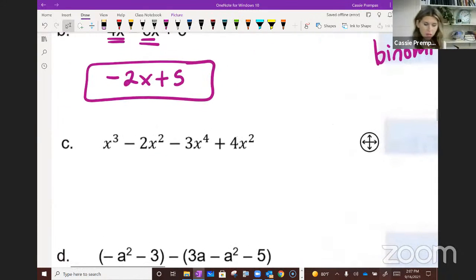All right, try the next one on your own, letter C. Put it in standard form and then answer those three boxes. I'm going to walk around, see how you're doing with it, and let me know if you have a question on it.